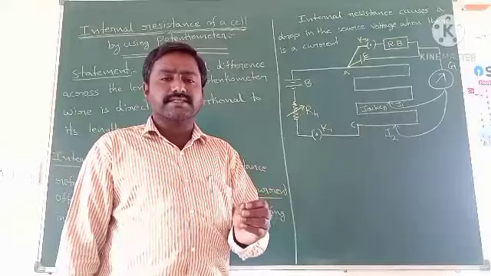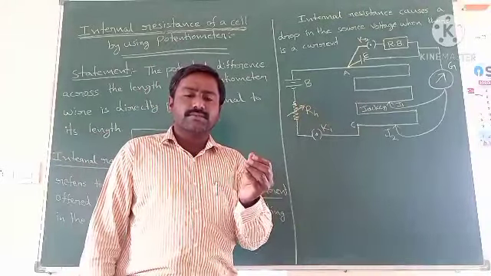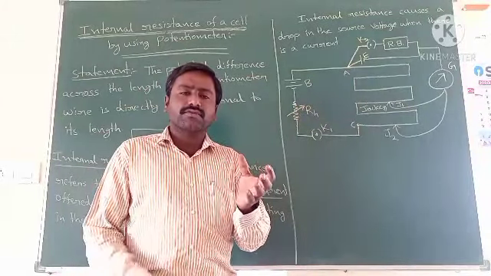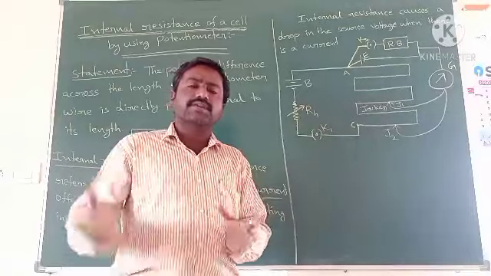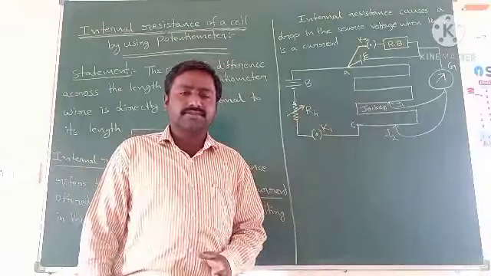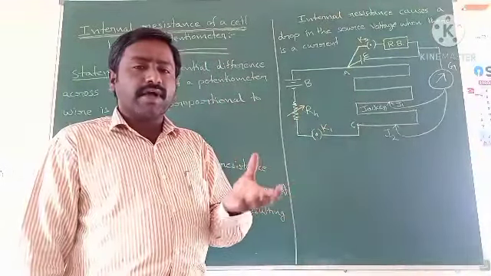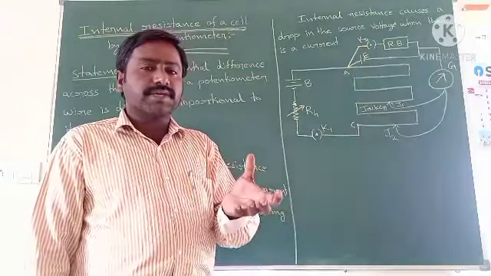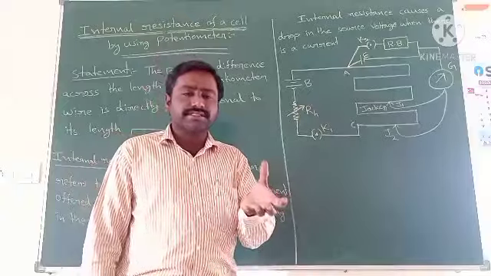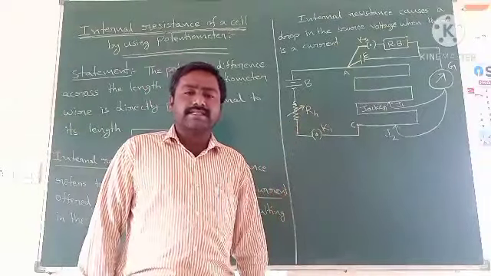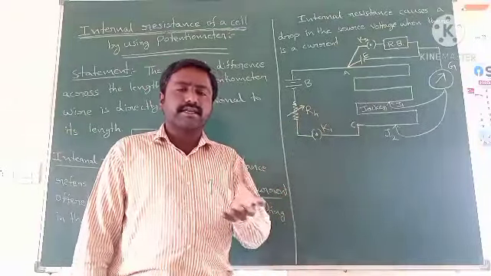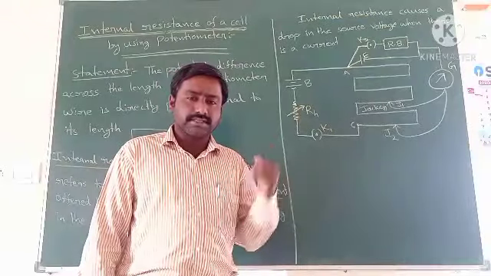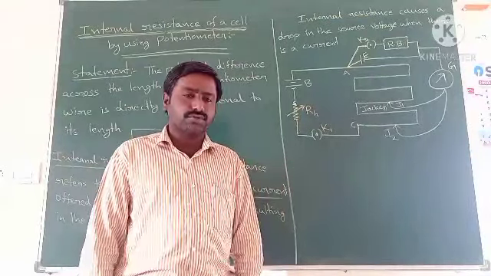Due to that internal resistance, some of the electrical energy will be lost, and that lost electrical energy will be converted into heat energy. That's why when the battery or cell is working and you touch the cell, you can feel some heat sensation. The generation of heat is due to the internal resistance of the cell. That internal resistance we are going to find out in this class by using a potentiometer.